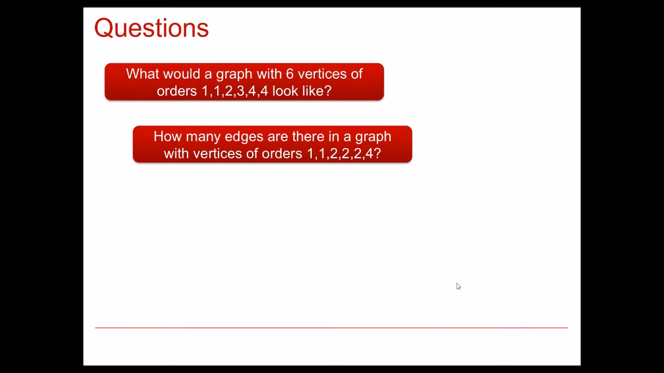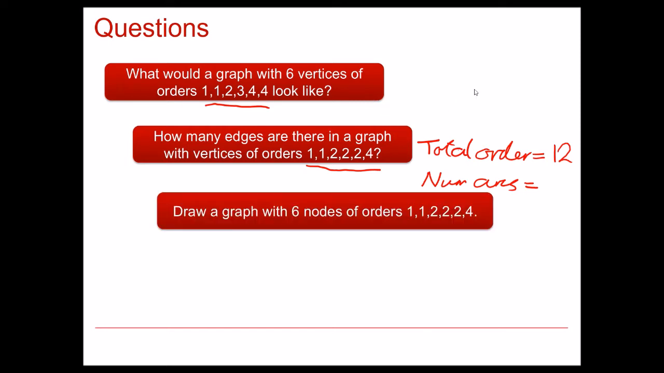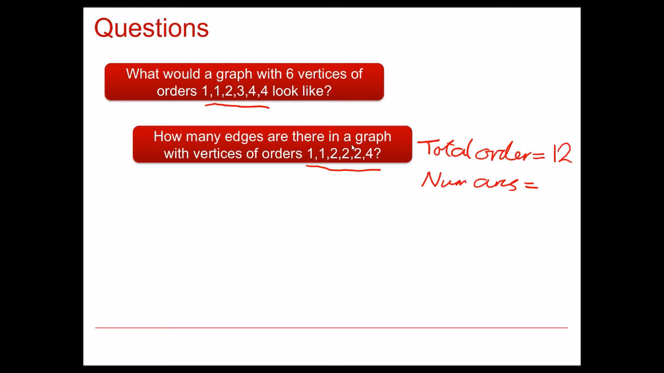So the easiest way to answer this question actually is to do similar to what we thought about in that first question, which is to take these orders and add them up. So 1, 1, 2, 2, 2, 4, that makes a total of 12. So the total order is 12, and if you remember from what we saw earlier, each arc that we have in any graph joins together 2 nodes.